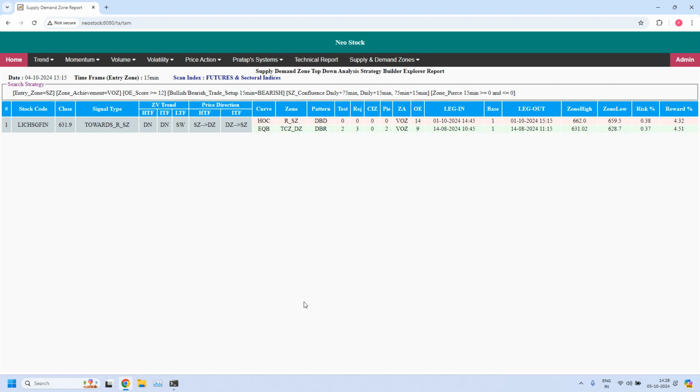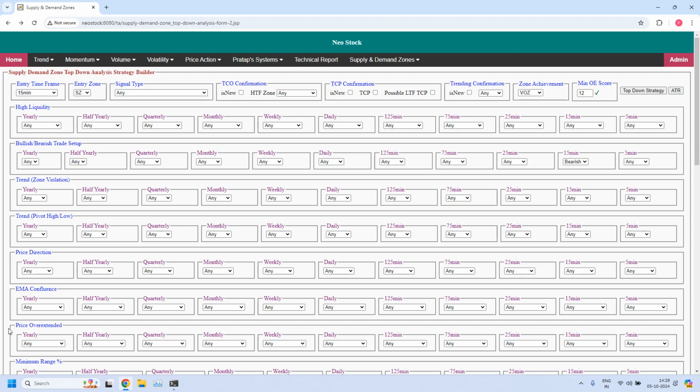So in this stock, 15 minute supply zone is part of the 75 minute supply zone. Both together again part of the daily supply zone. And also daily trend is downtrend. Actually this is an entry time frame 15, but part of the daily zone. So if the daily supply zone is having daily EMA confluence, it's a high probability setup. Let's verify whether it is having EMA confluence. Already it is a high probability setup, but if EMA also satisfied, it is a very high probability setup.